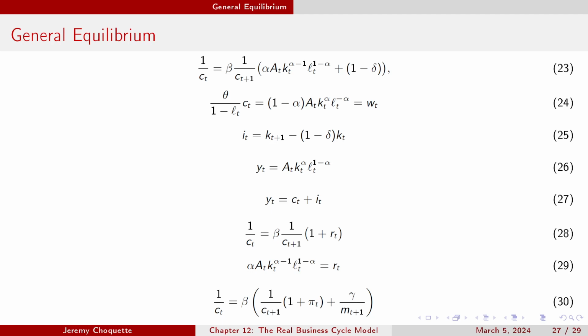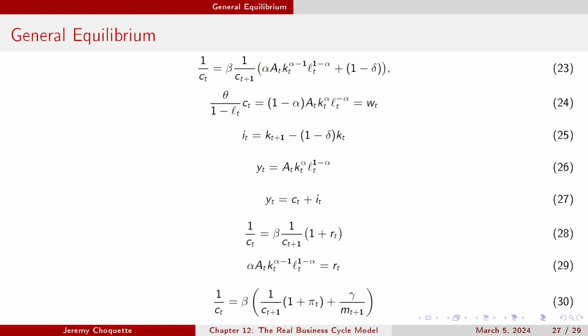And that's equal to the real wage rate. I have investment, which describes the flow of capital over time. I have output, y equals A times K to the alpha times L to the 1 minus alpha, in equation 26. Equation 27, this is the resource constraint. This ensures that output isn't exceeded by the sum of consumption and investment.